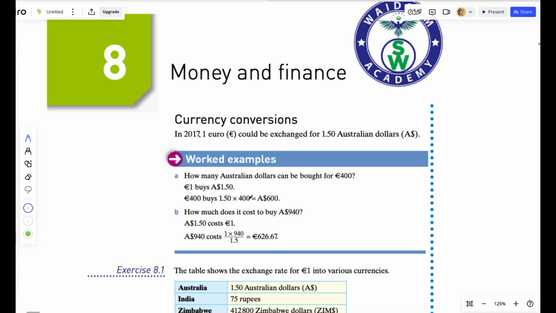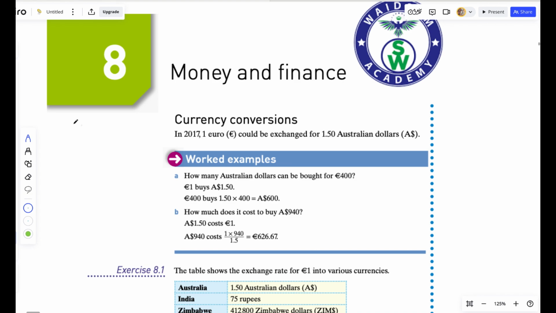So we start with the first one, currency conversion. This is very important because we use this on a daily basis. So let's take a look at how we convert money from one currency to another. For example, in 2017, 1 euro could be exchanged for 1.50 Australian dollars. So 1 euro is 1.5 Australian dollars. How many Australian dollars will be bought for 400 euro?